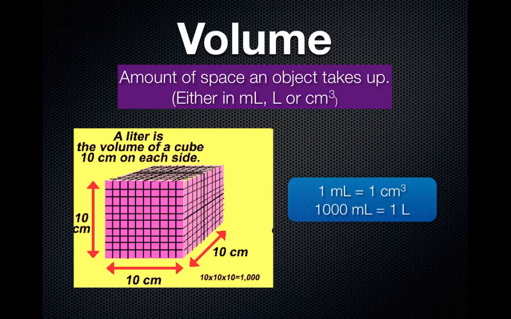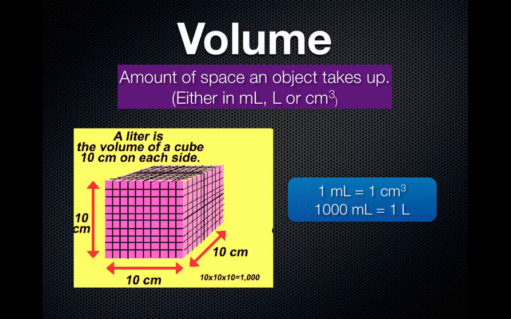Volume is the amount of space that an object takes up, and there's a few different units that we use when we're measuring volume. Volume is either measured in milliliters, liters, or centimeters cubed. The units of conversion that you need to know are 1 milliliter is equal to 1 centimeters cubed, and 1,000 milliliters is equal to 1 liter.